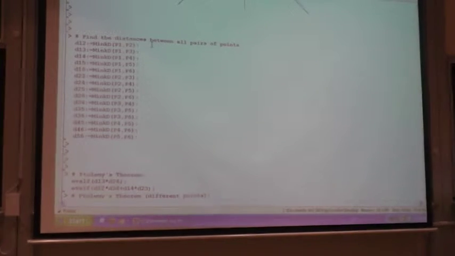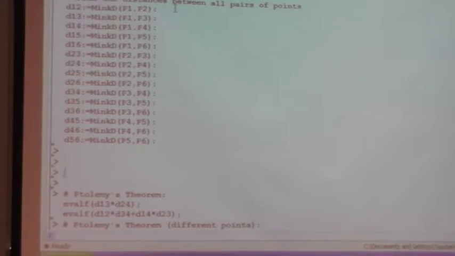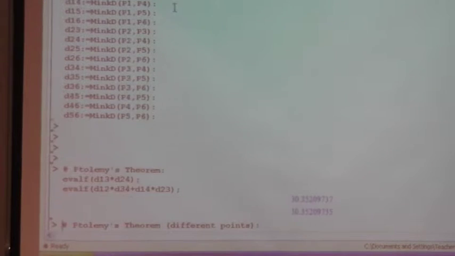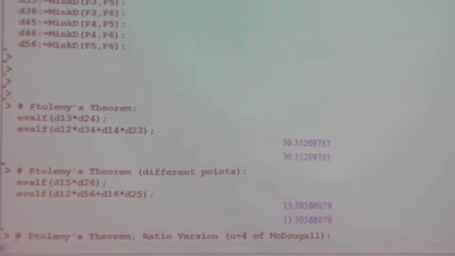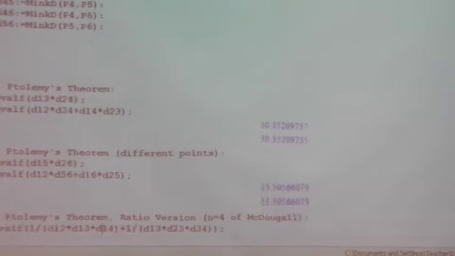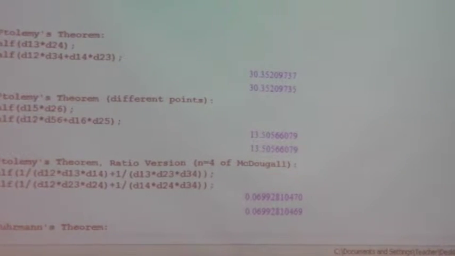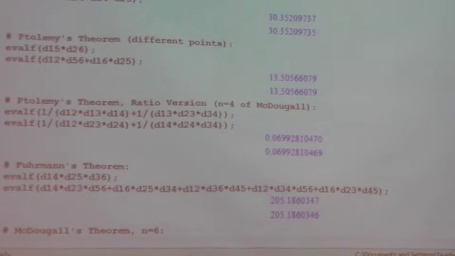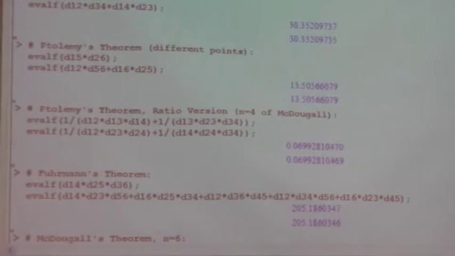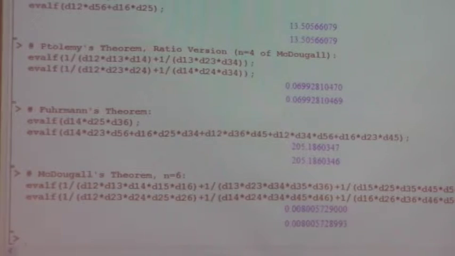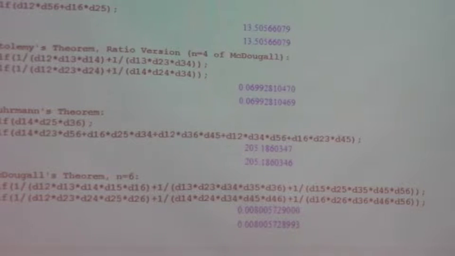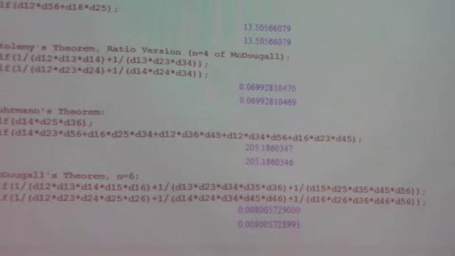So let's recalculate all the distances. We did that. And so Ptolemy's theorem, okay, so we're still stuck only on the right-hand side, so that's not too interesting. But here's our first one. Now we have some points on the left and some points on the right. And that seems to be holding. We saw that before, but here's Furman's theorem. So this is all 6 points being used, 4 on the right, 2 on the left. That seems to check out well. And then McDougall's theorem in the case n equals 6, that is also working out.